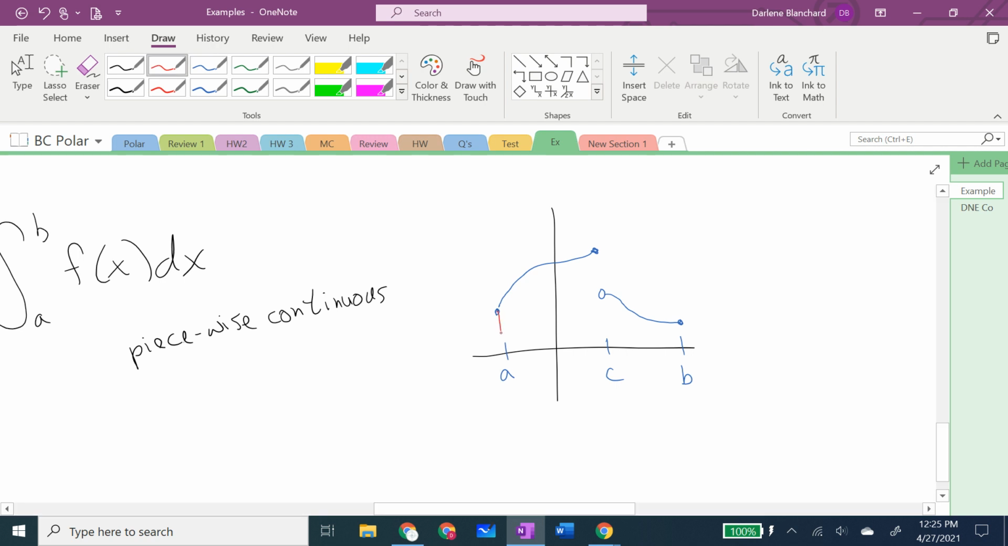Draw straight vertical lines from the function to the x-axis, and that will show you what area goes with it. So you can integrate with a discontinuity as long as it is a discontinuity because the left and right limits aren't equal. Those integrals you can solve.